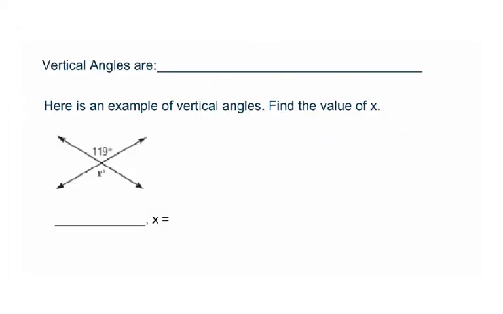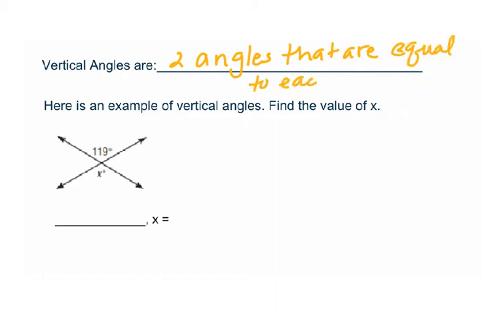Okay, the last one we're going to go over before we really get into the thick of it is vertical angles. Vertical angles are two angles that are equal to each other. All right, and here's an example of vertical angles.